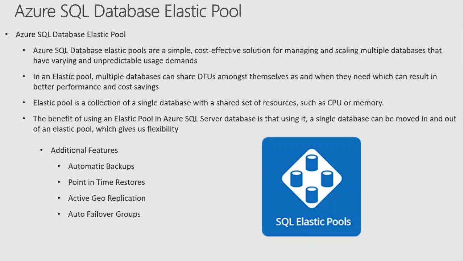So here we have a high usage database and also a low usage database. In the traditional format, I need to assign resources, let's say 4 CPU cores and 8 GB of memory, to each individual database, even though I know my low usage database will not utilize those resources. So we create something called an elastic pool, and we assign the resources to the pool. Azure will then automatically decide which database has a high demand and automatically assign the resources to that database.